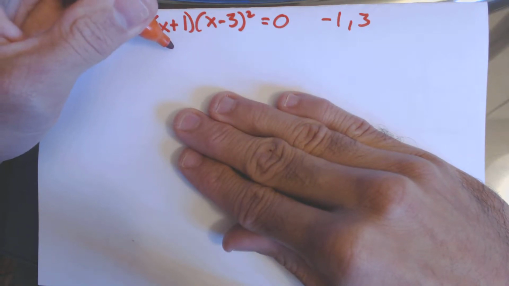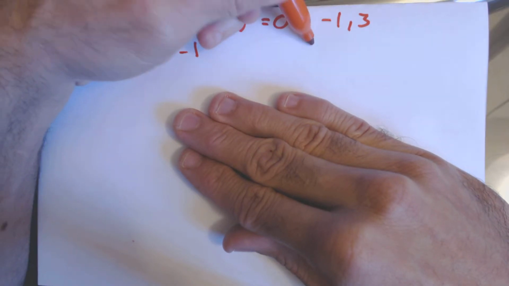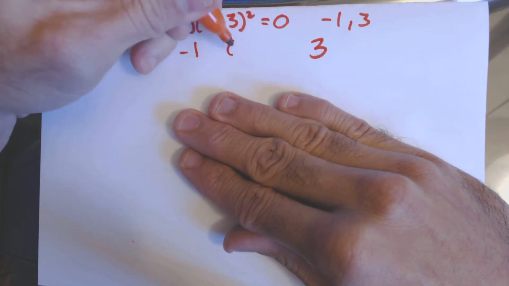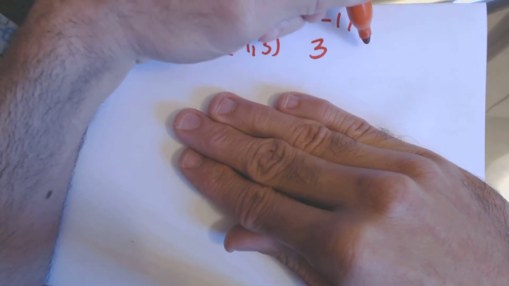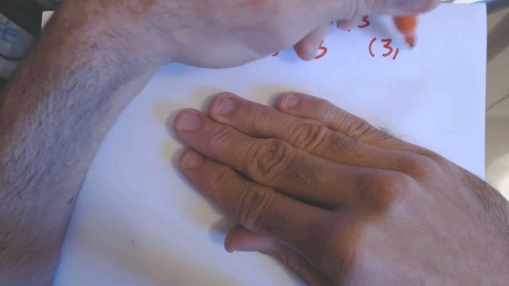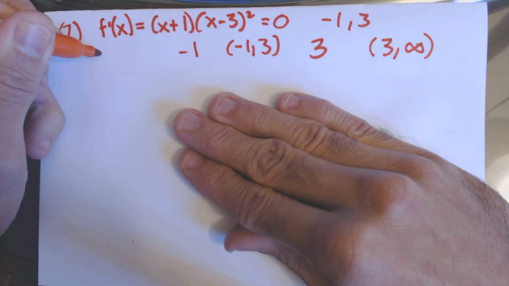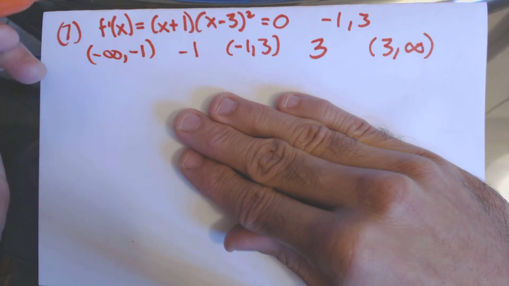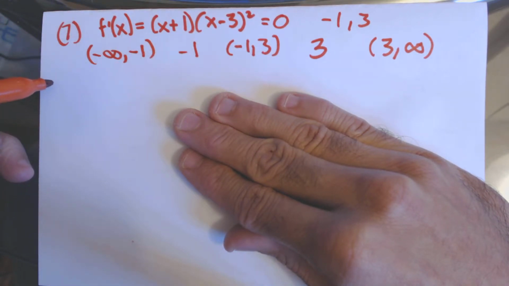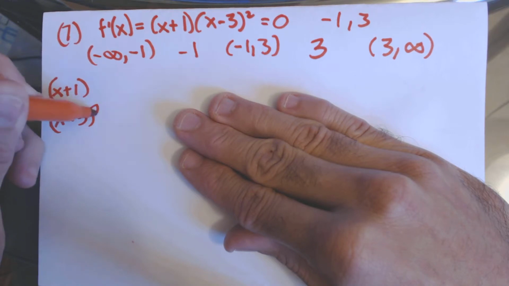We've got -1 and 3, and so between them we have an interval -1 to 3. And then after 3 we have an interval 3 to infinity. And then before -1 we have -infinity to -1. And we have two components of the derivative. We have x plus 1 and we have x minus 3 squared.